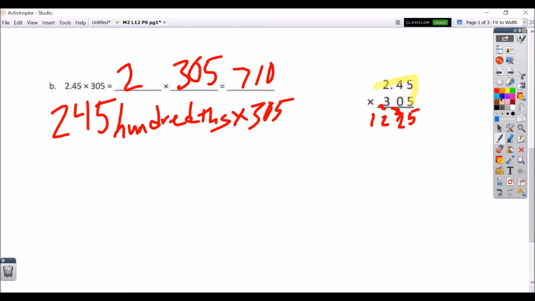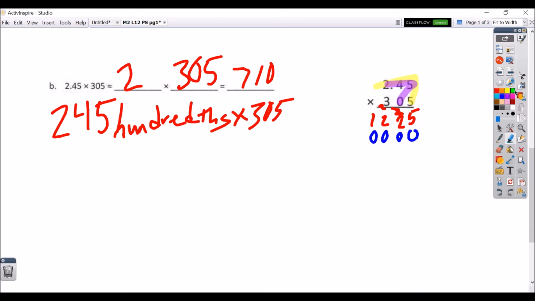Now we're moving on to the tens place. So we can go ahead and multiply the tens times the top number. We're going to go ahead and represent a 0 down here for the tens place. 0 times 5 is 0. 0 times 4 is 0. 0 times 2 is 0.